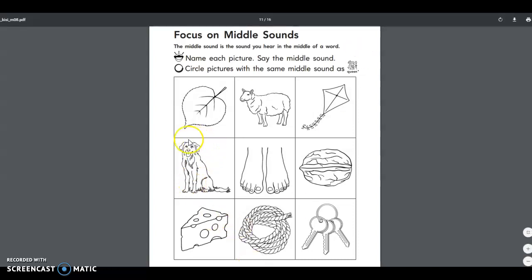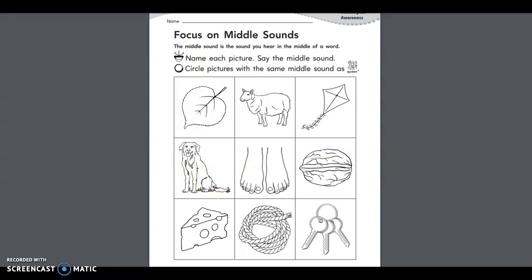Okay. Dog. Circle it if it does, leave it alone if it doesn't. Feet. Circle it if it does have the same middle sound as queen. Leave it alone if it doesn't.